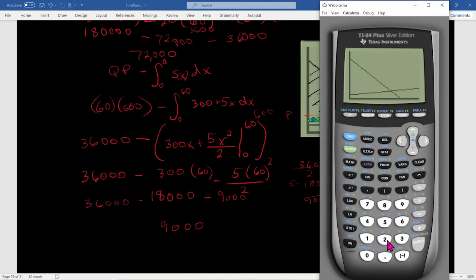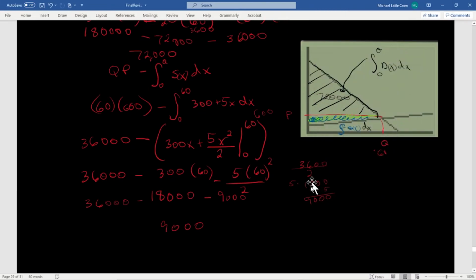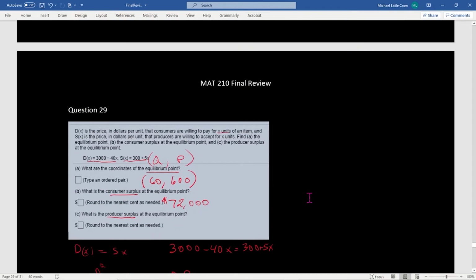Right, we're just subtracting 3,600, 3,000. 36,000. Subtract 18,000. And then subtract 9,000. 9,000. Okay. And so that's our answer for up here is 9,000. All right.